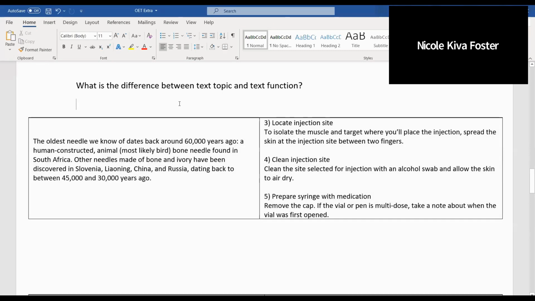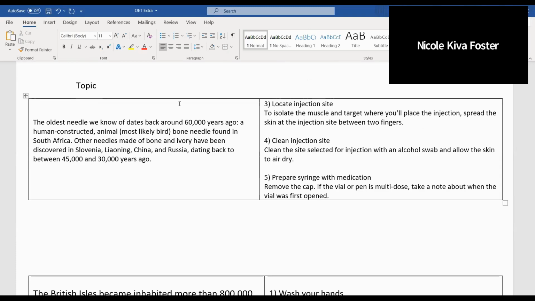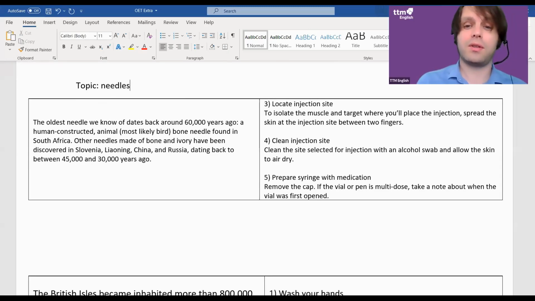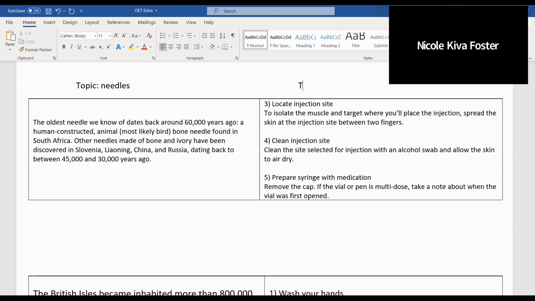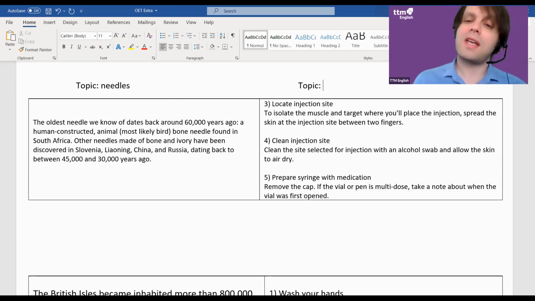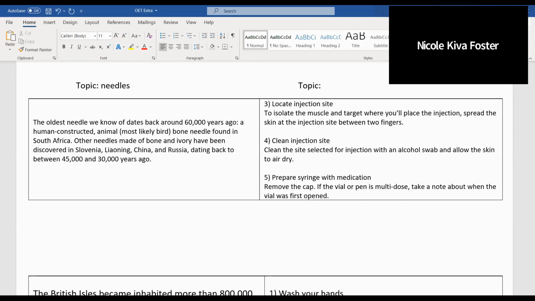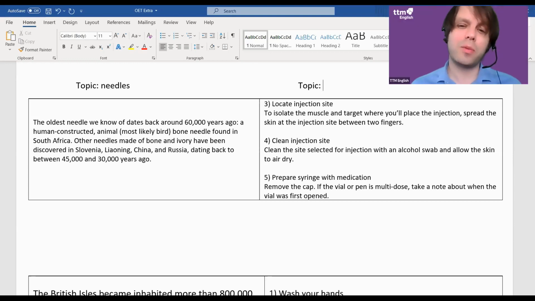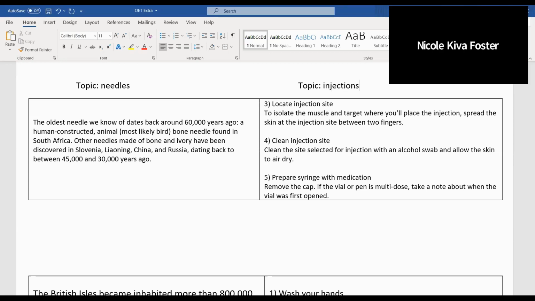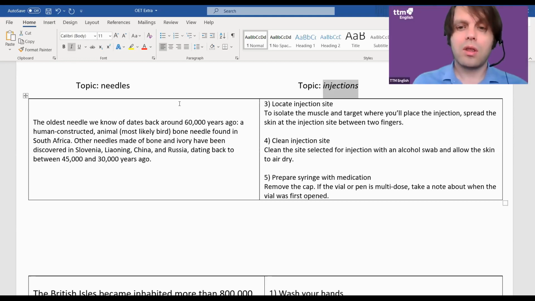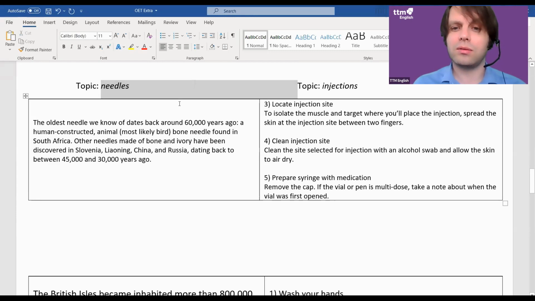The topic of the first one is needles and the history of needles. Okay, so this is telling me about needles. That's the topic, isn't it? What's the topic of this one? It's how to use them. Is that the topic or is that the function? That's the function. What's the topic here? It's not needles, but it's almost the same, isn't it? Injections, right? Applications. The topic is almost identical, but the function is completely different in these examples.